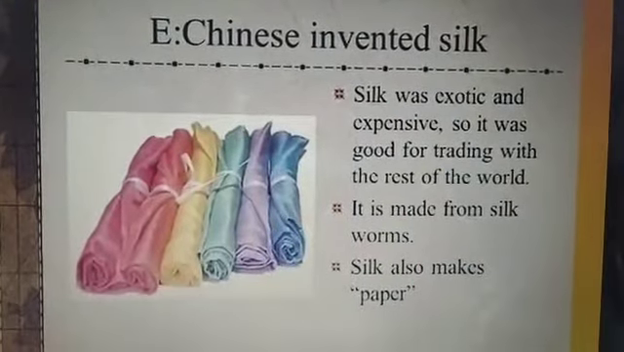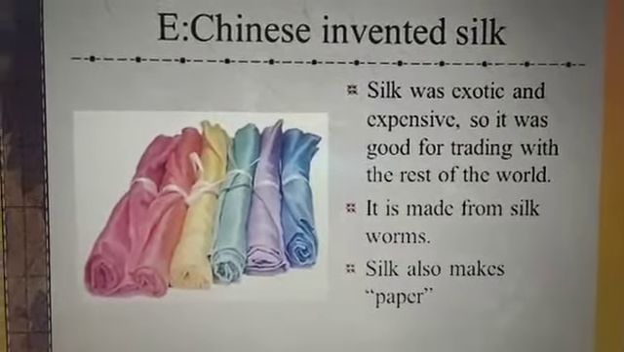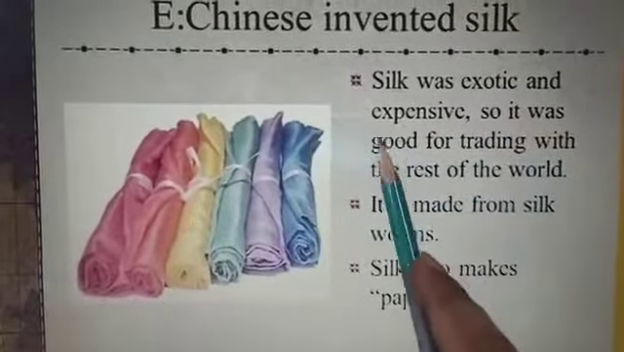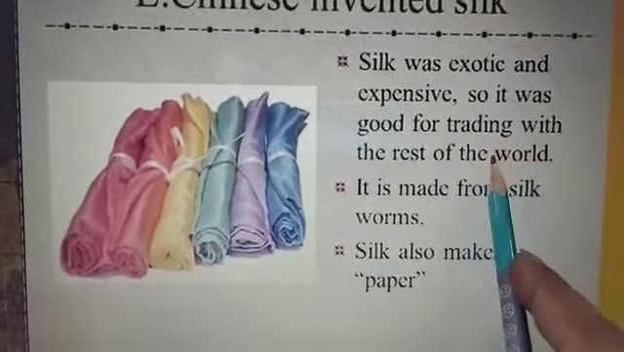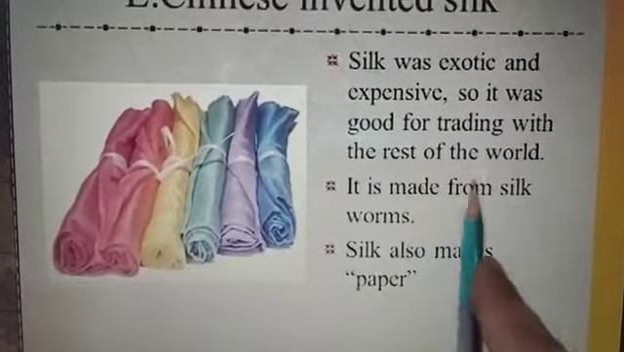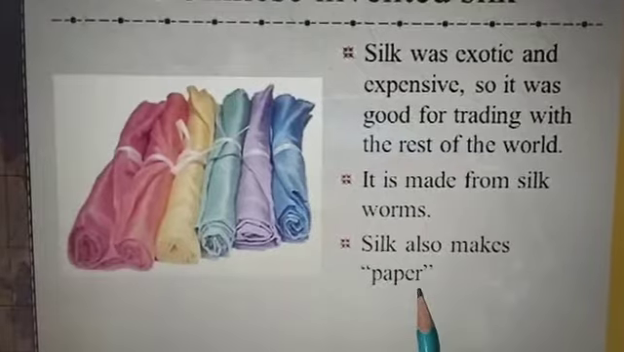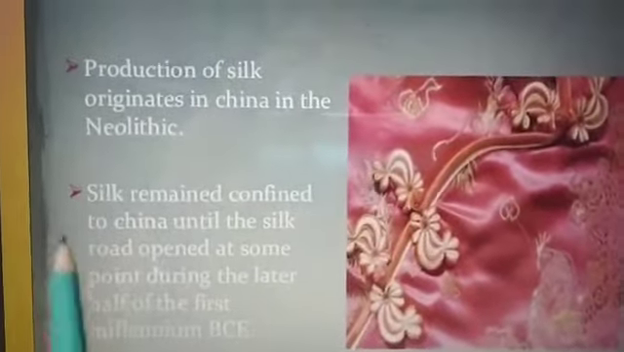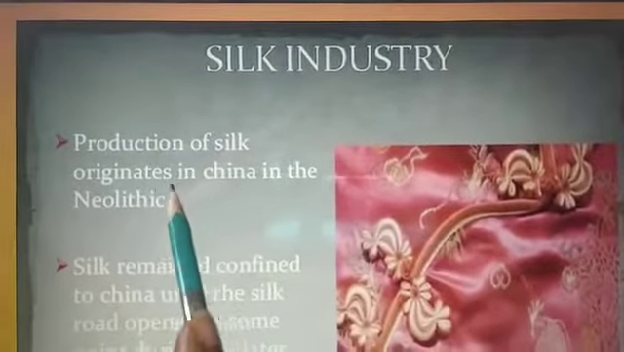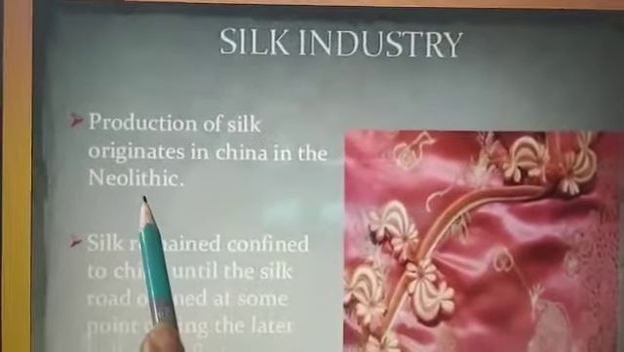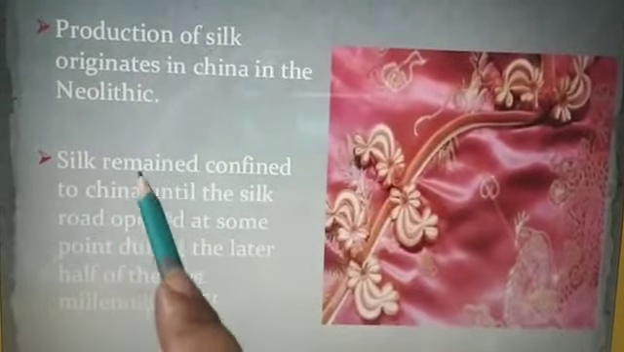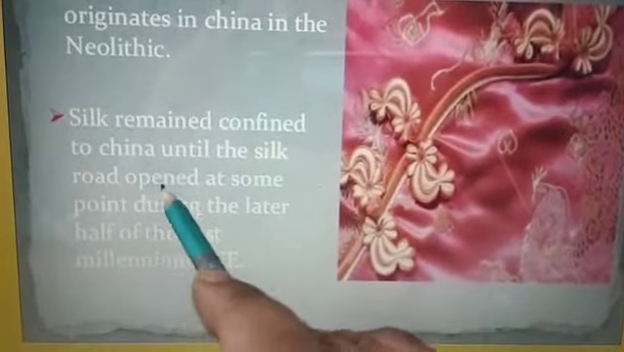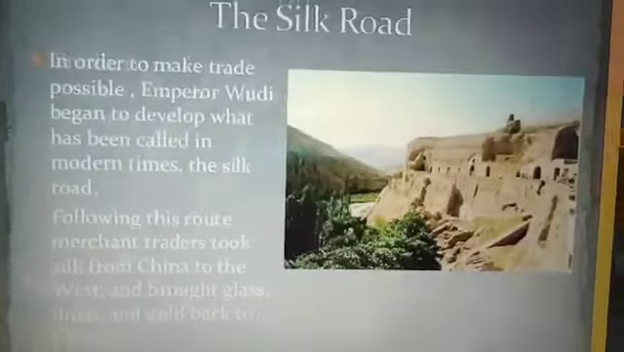The Chinese were the first to invent silk. Silk was exotic and expensive, so it was good for trading with the rest of the world. They invented silk from silkworms and also made paper. The production of silk originated in China in the Neolithic community. Silk remained confined to China, and this gave rise to the Silk Route.